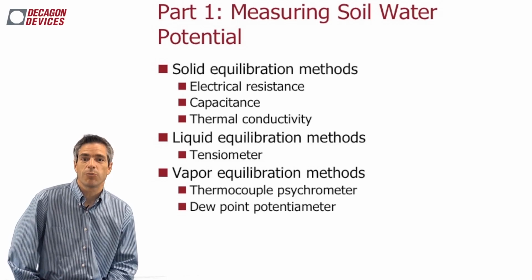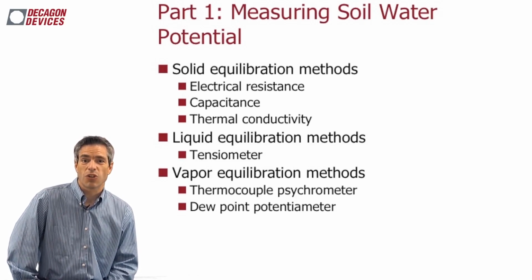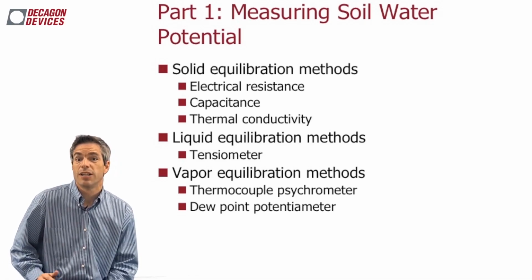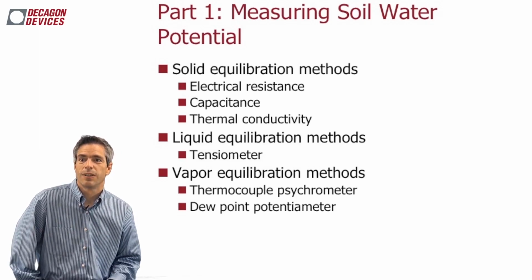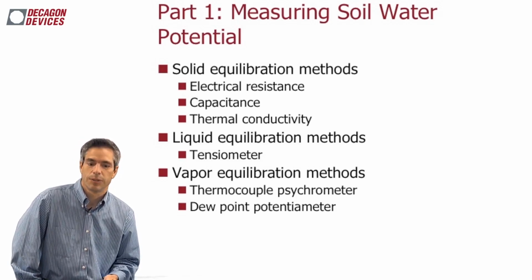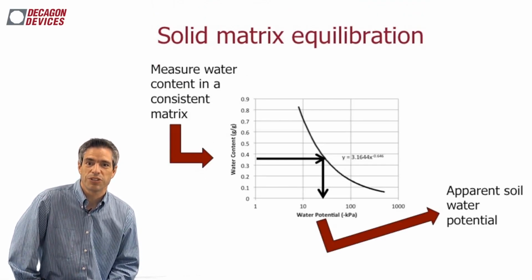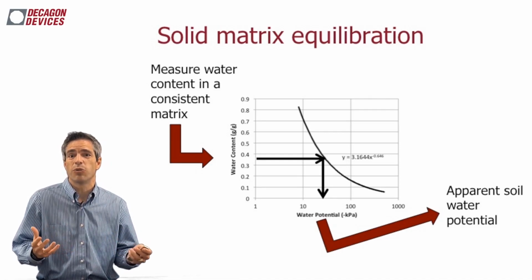And maybe at another time we'll get a chance to go further into depth into some of these things. But let's kick it off. We'll talk about solid matrix equilibration techniques first. And then we're going to go on, talk about liquid equilibrium, and finally, vapor equilibrium. Now, to understand solid matrix equilibration sensors, we've got to understand exactly why they exist and what we can do with them.